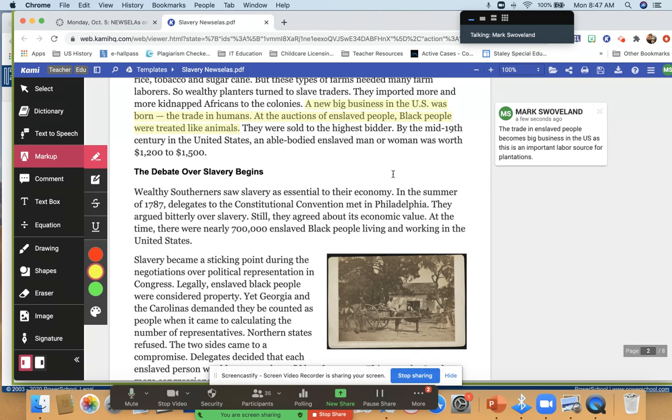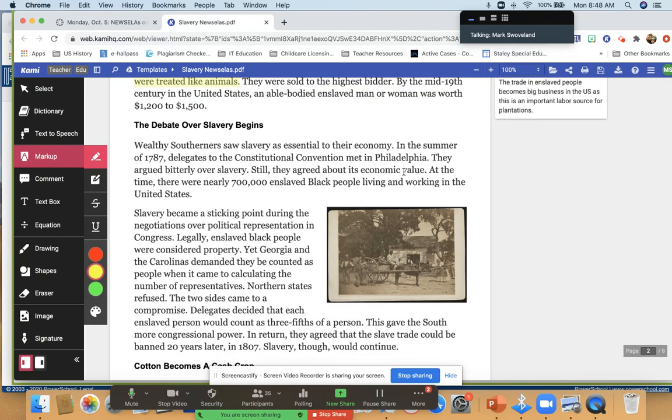Okay, so let's keep going. The debate over slavery begins. Wealthy Southerners saw slavery as essential to their economy. In the summer of 1787, delegates to the Constitutional Convention met in Philadelphia. They argued bitterly over slavery. Still, they agreed about its economic value. At the time, there were nearly 700,000 enslaved Black people living and working in the United States.